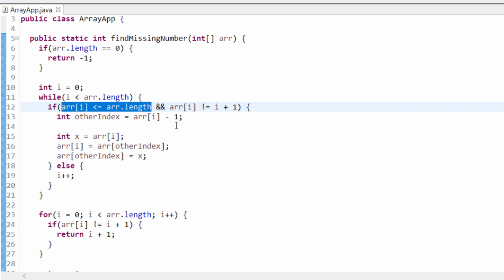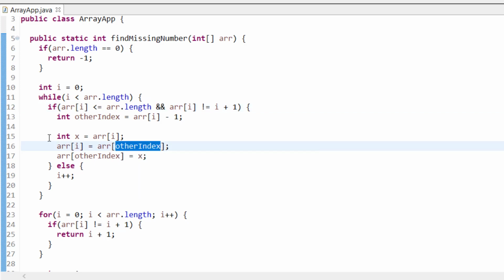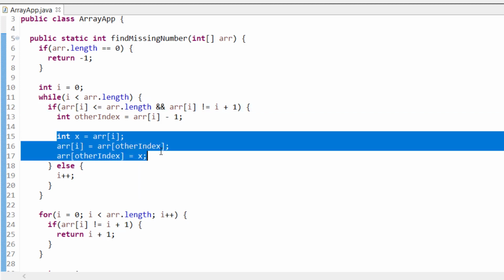So what we do, first of all we get the next position. The next position will always be array[i] minus 1, because the correct position of this value will be array[i] minus 1. Like if it was 3, we know that the correct position of 3 will be the second index. That is why we are calculating array[i] minus 1. And now I am swapping the values from i to the other index. So this is a swap operation, right? And if the value is at the correct position, we need not do anything, we'll just move further.